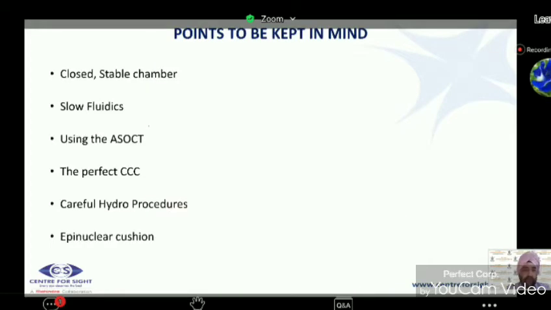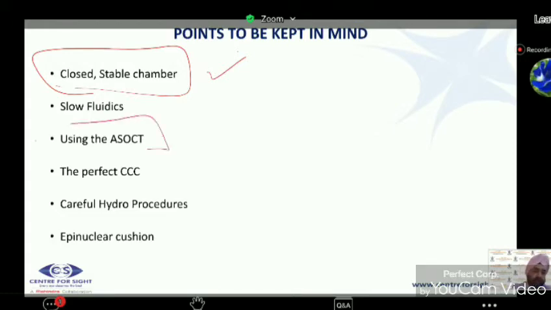Now, when you are doing phacoemulsification, what are the important things that you need to keep in mind? See, the issue is that there could be a pre-existing posterior capsular rent, and therefore you want a very closed and stable chamber. This is the most important thing that you need to have. The fluidics need to be as slow as possible, because if you are working at a high speed and your bottle height is high or your irrigation pressure is high, then the chances of a rupture of the posterior capsule become much higher.